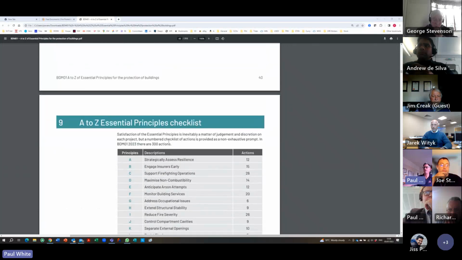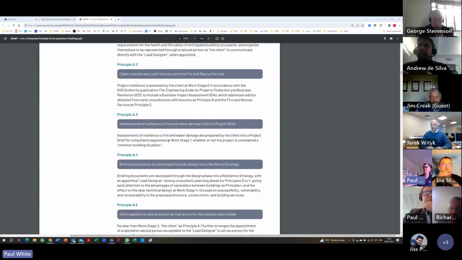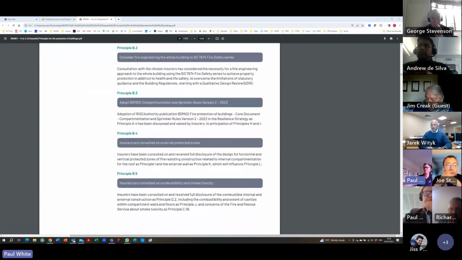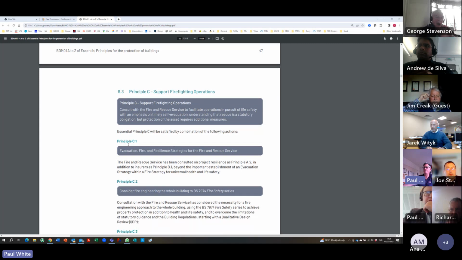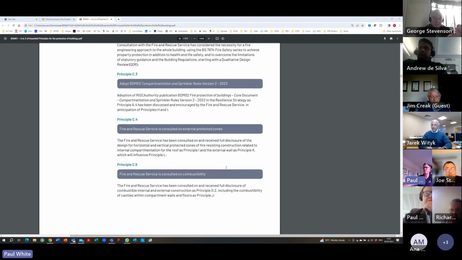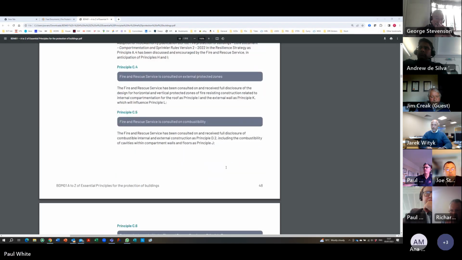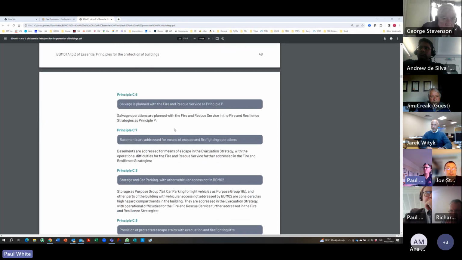And then you go through the checklist. So we're looking for C. So each one has then got its principles. So I'll just go to C. Is this a REBA document? No, it is an FIA document, I think it is. Right, okay. And then principle C, support firefighting operations. And then we get principles: evacuation, fire, consider fire engineering of the whole building, compartmentation and sprinkler rules, fire and rescue service consulted, combustibility, looking at principle P as well.